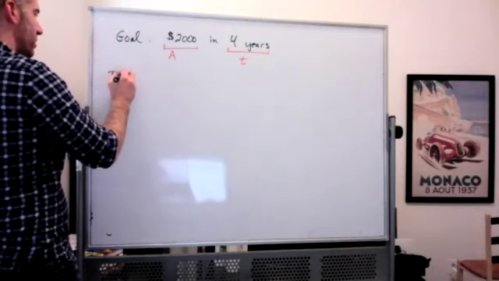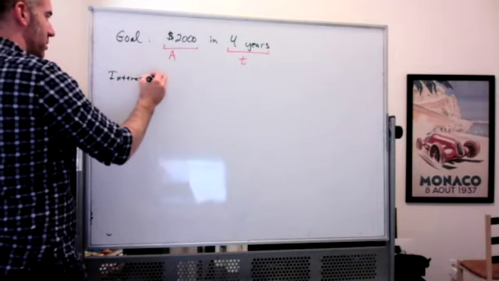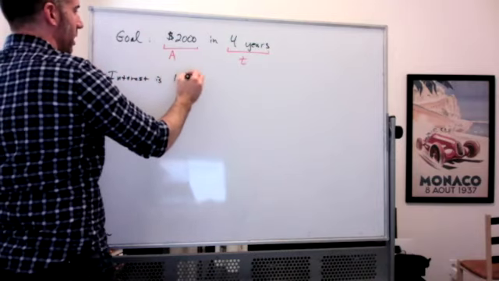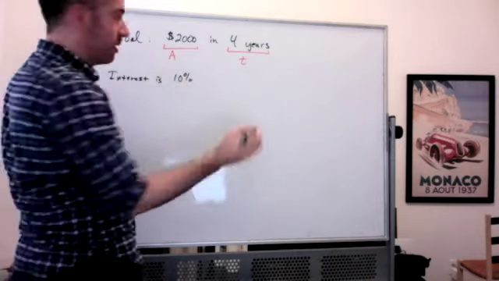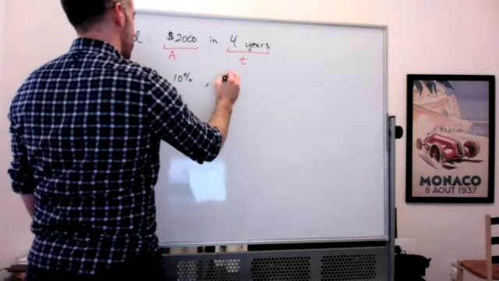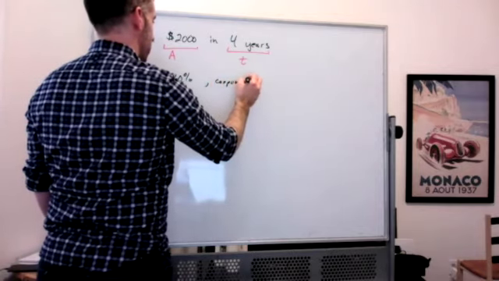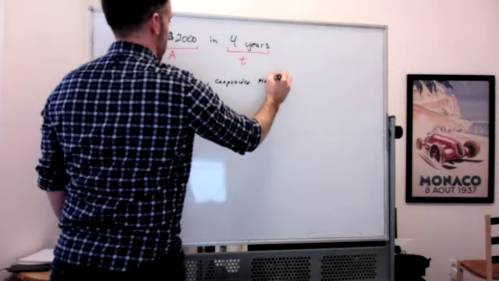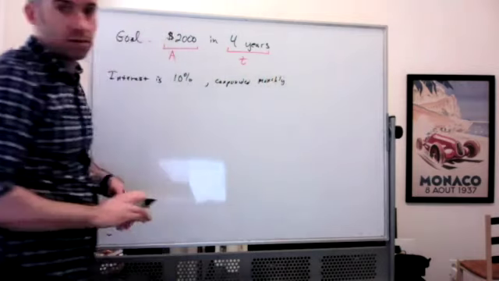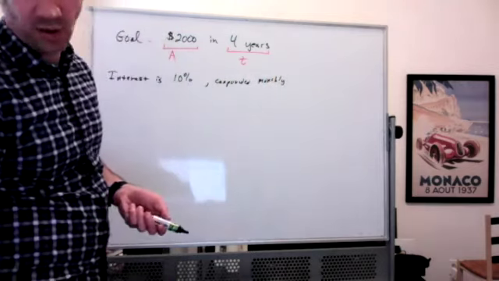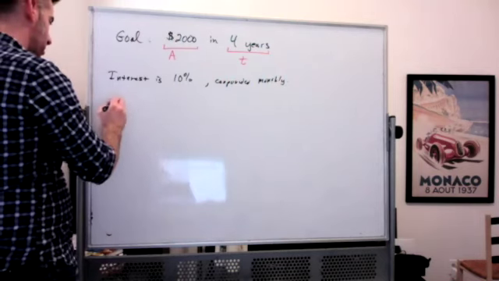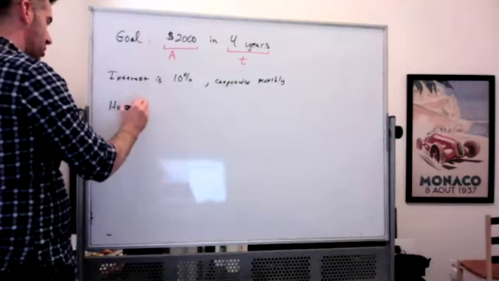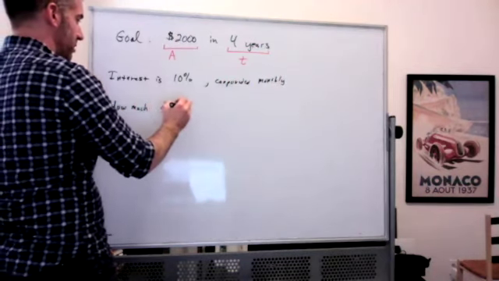So interest is 10%, and our interest is being compounded monthly. How much money do we need to start with? How much do we need to invest?